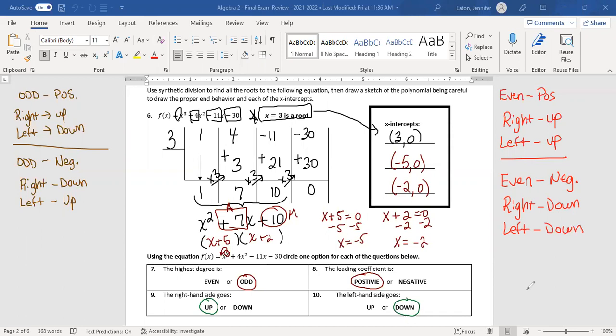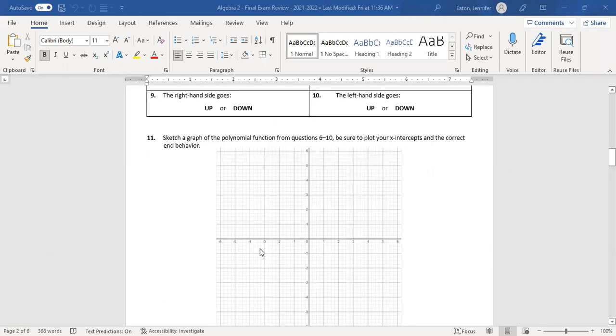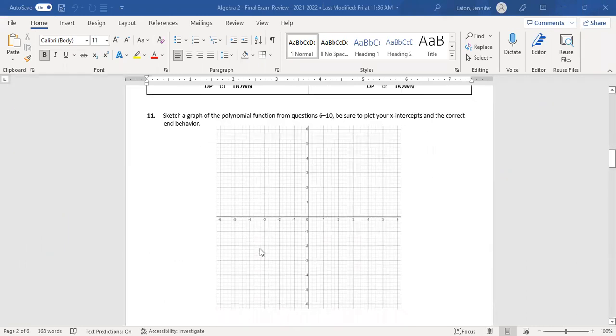So we have information here. Our three pieces of information we need to remember: we need to remember our x-intercepts, we need to know that the right-hand side is going up, and we need to know that the left-hand side is going down. So 3, -5, -2, up and then down. So I'm going to clear that out. We're going to scroll on down to our graph here. We're going to put dots at 3, -5, and -2.